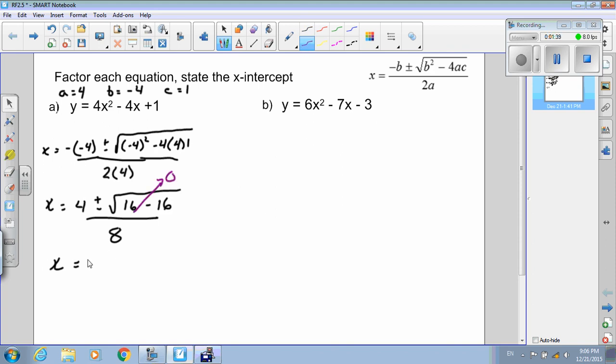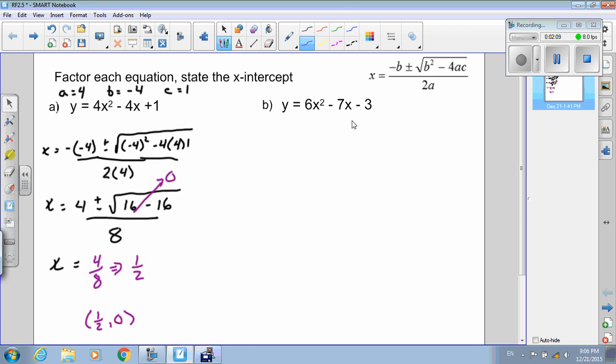So in that case, that means you only have one x-intercept, 4 over 8, or 1/2. That means your vertex would be found directly on the x-intercept. Very interesting example, which would be 1/2, 0 as your x-intercept and your vertex at the same time.